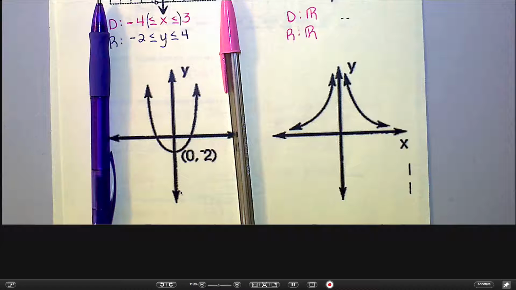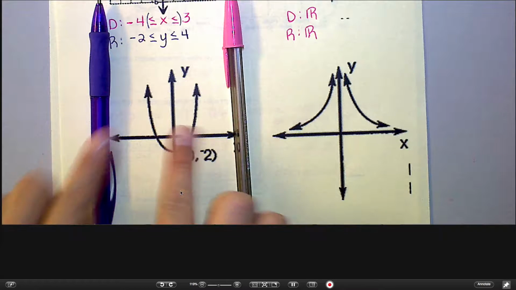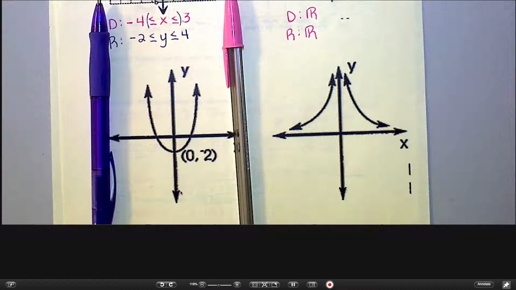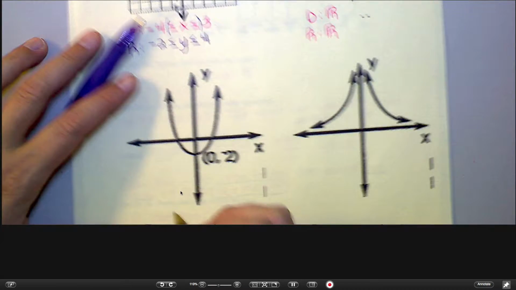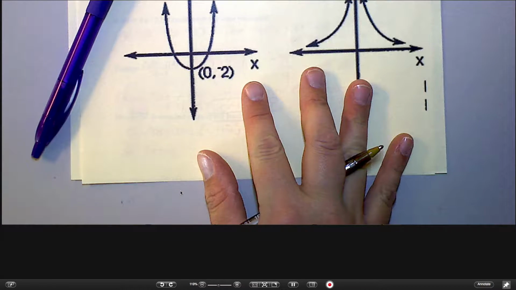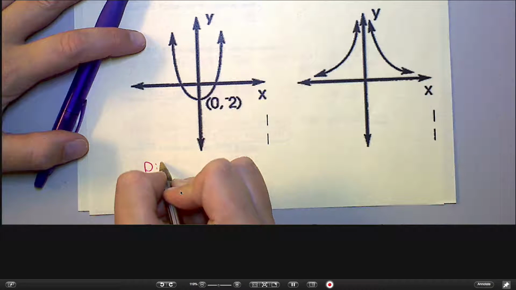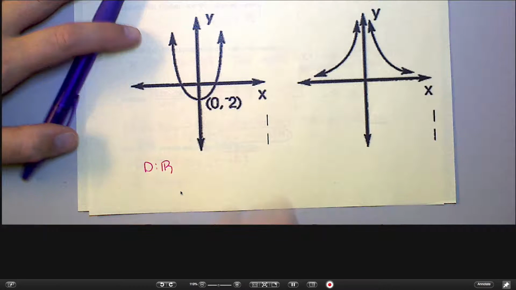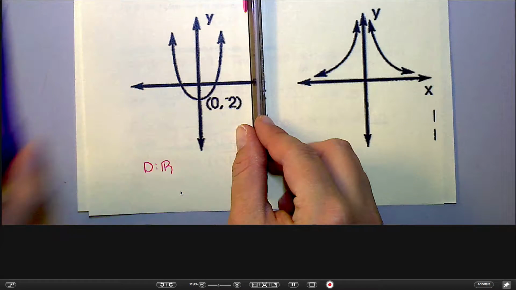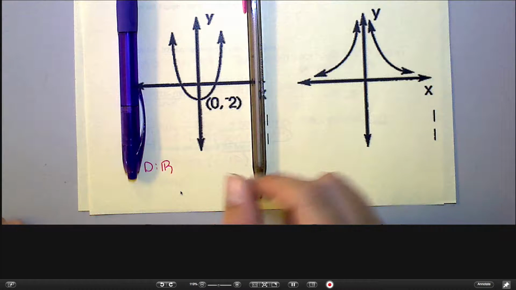Domain. What do you think? All real numbers. Yeah, all real numbers. Good. I see what you were thinking about. But for domain, remember, I'm just looking at left to right. Will this graph eventually hit both of my pens? Yes, it will. So for my domain, I'm going to say all reals, because I hit everything on the left, everything on the right.